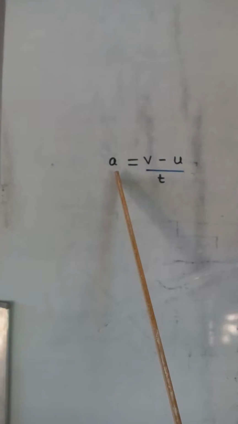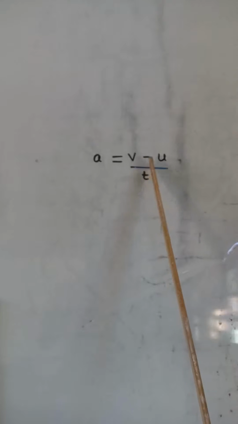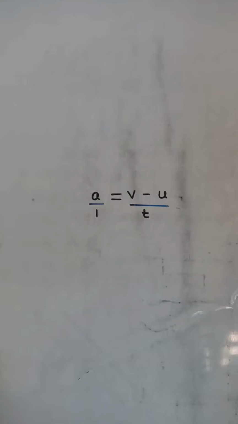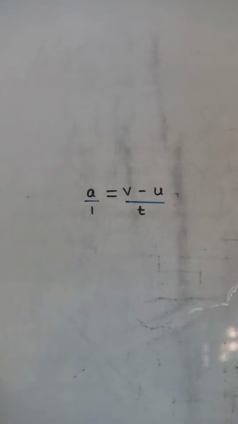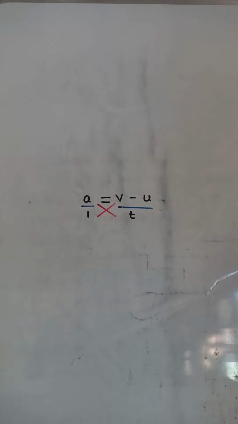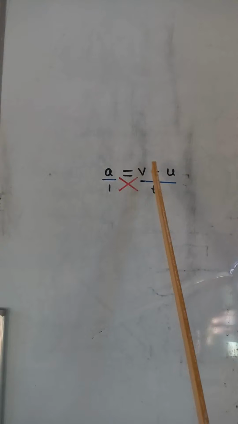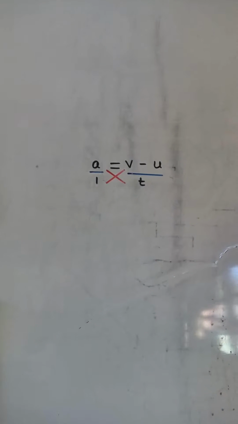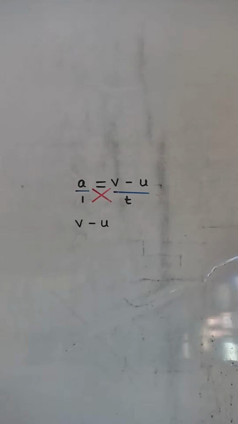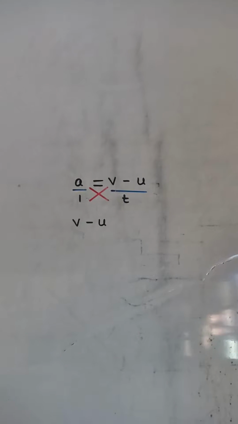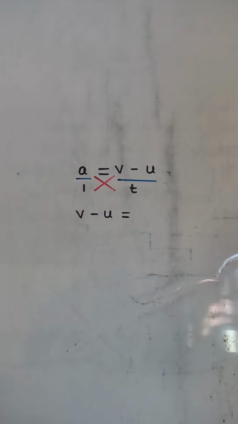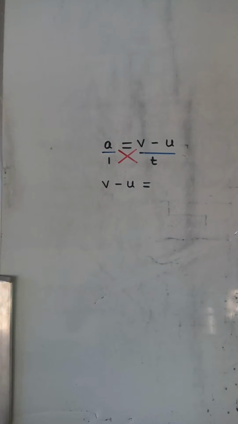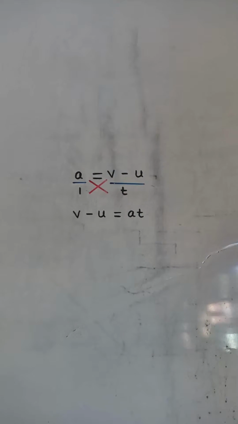From acceleration is equal to final velocity minus initial velocity over time. Acceleration is over 1. Cross multiplication. Final velocity minus initial velocity times 1 is equal to final velocity minus initial velocity, which is equal to acceleration times time.